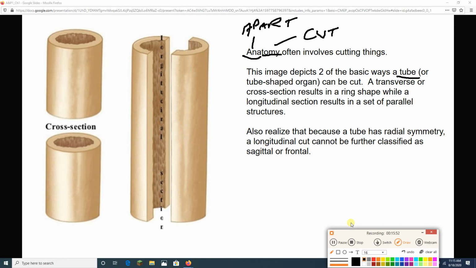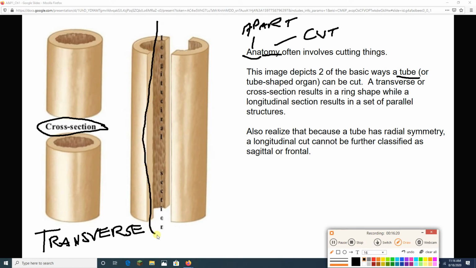Now, when we're cutting a tube, we can make a cut across the tube on the short axis. That is called a transverse cut. By the way, trans means across. So transverse cut is across the short axis. We can also make a cut on the long axis. That long axis is right there, and going down that way, there's a longitudinal cut.